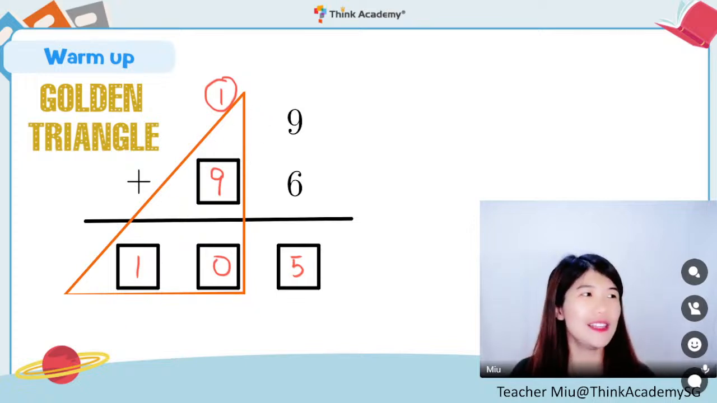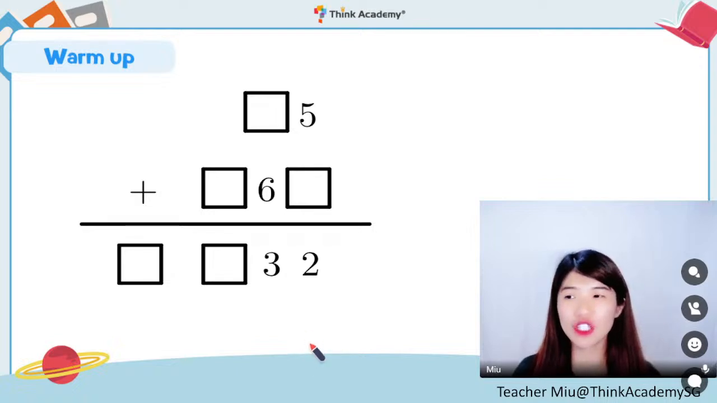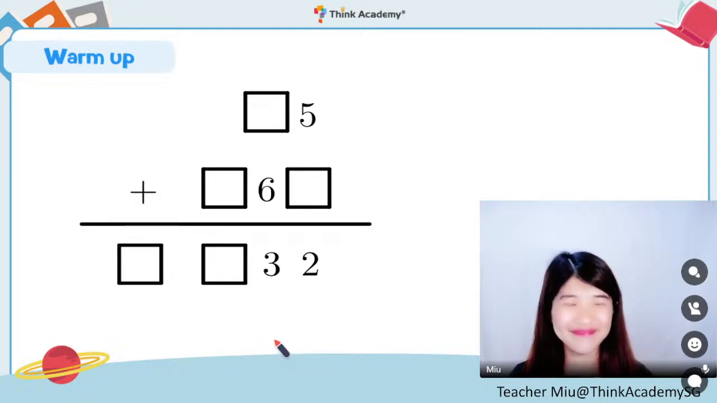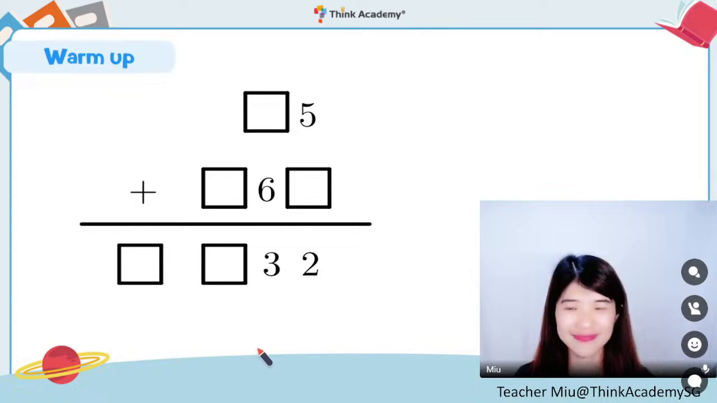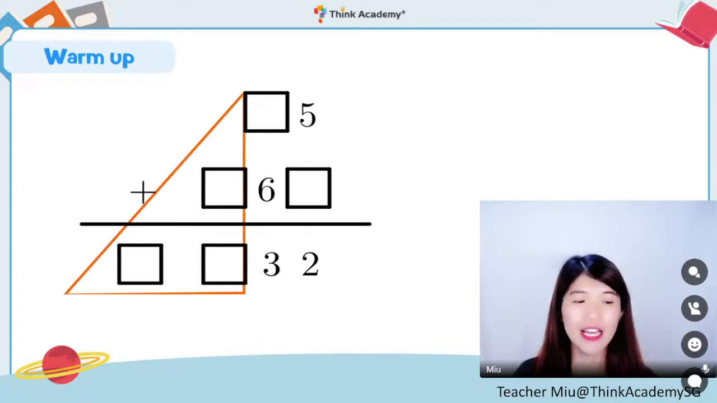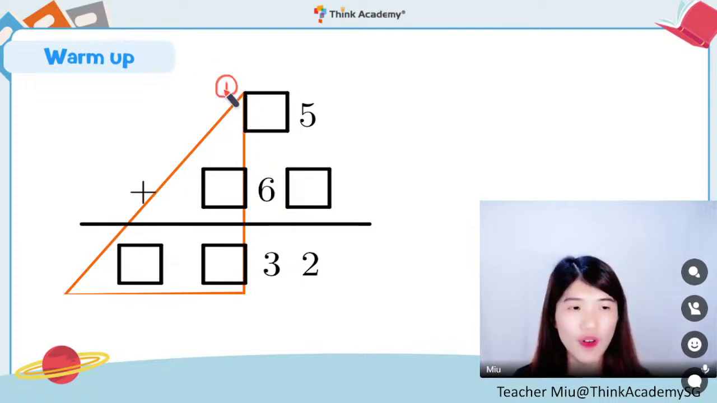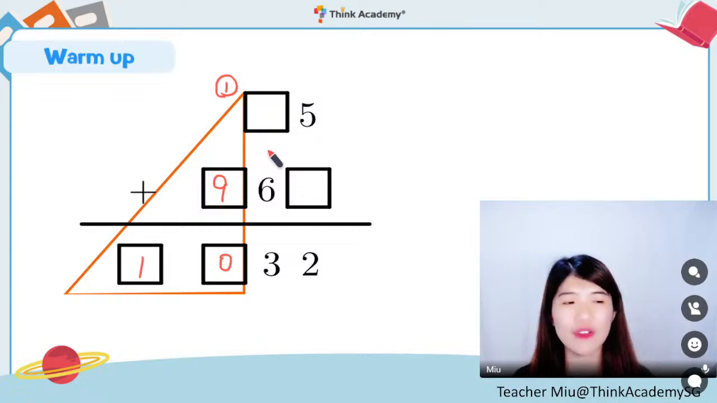If so, let's try. For this one, dear, can you find out the golden triangle? Can you find out the golden triangle? Yes, definitely. Where's the golden triangle? Good, that must be here, right? If this is the golden triangle, that means there must be a carry over 1 plus what here? Plus a 9. Good. To get a 10. Well done. So you have 9 and 10 here. For the rest, it's easy for you to do.